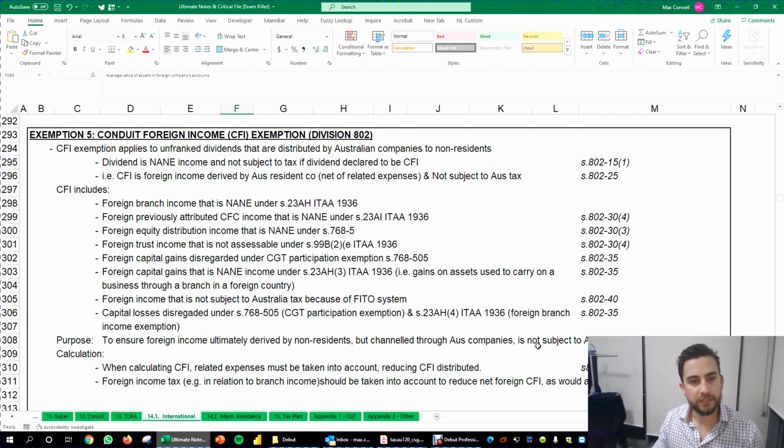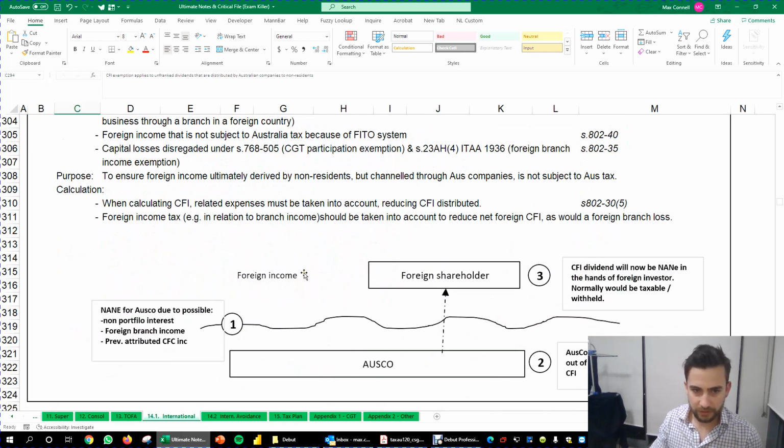Okay, now we're on to exemption 5, which is CFI exemption, Conduit Foreign Income, which is Division 802 exemption. So this is an exemption that applies to unfranked dividends that are distributed by Australian companies to non-residents. So Australian company to non-residents, unfranked. So Australian company to UK Co, for example. Dividend is non-assessable, non-exempt, and not subject to tax if the dividend is declared to be CFI. So CFI is foreign income derived by an Australian resident and not subject to Australian tax. So what it's saying is, actually let me show you the diagram down below, because again this is a difficult one to kind of understand.